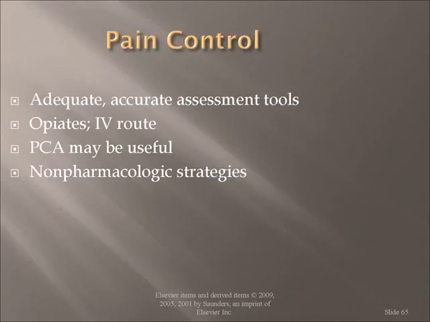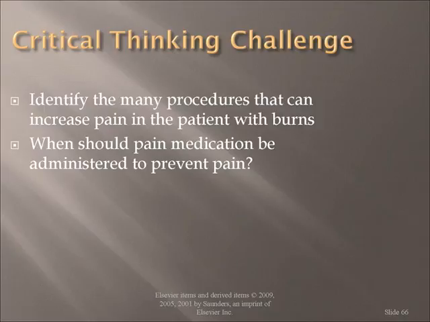Pain control is one of the major factors with burn patients. It needs to be adequate, and you need to use accurate assessment tools. Opiates are the narcotics of choice using the IV route. A patient-controlled analgesia, or PCA, may be useful, allowing them a little more control over their medication. There are also non-pharmacological strategies to use in pain control. For your critical thinking question, identify the many procedures that can increase patient pain when they are a burn patient. When should pain medication be administered to prevent pain?